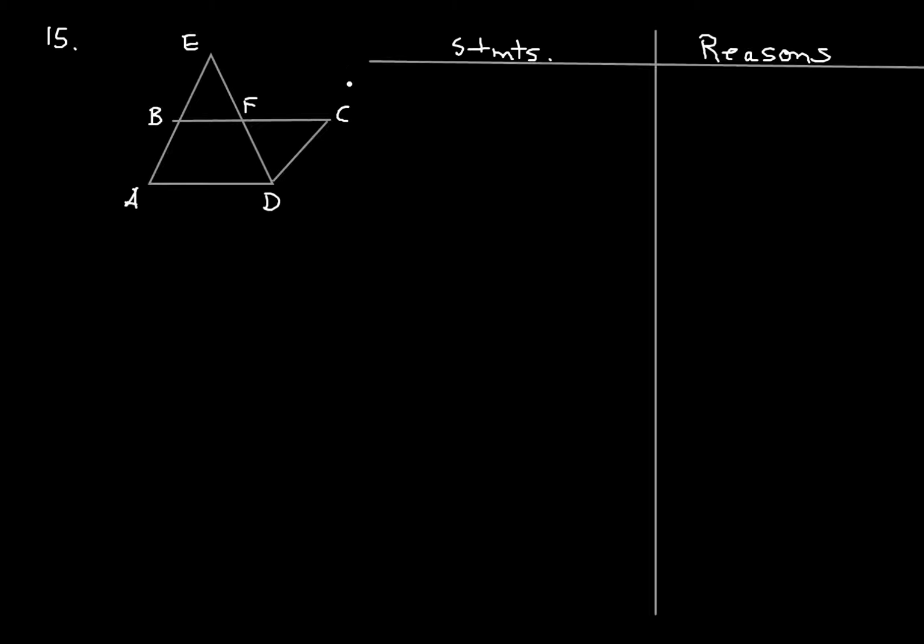One down, next one, 15. We are given, I'm just going to write the given right in here. Oh, we're given a lot again. We're given parallelogram ABCD, and we're also given that B is the midpoint of AE. And that would be given.